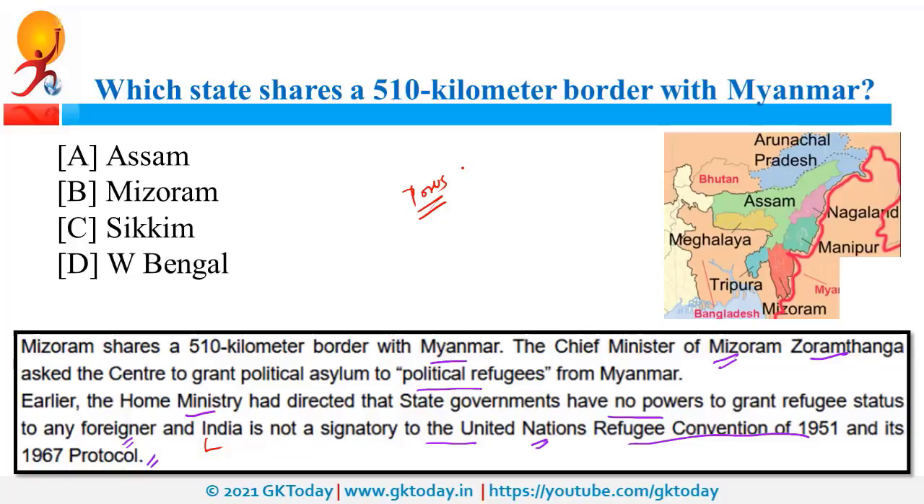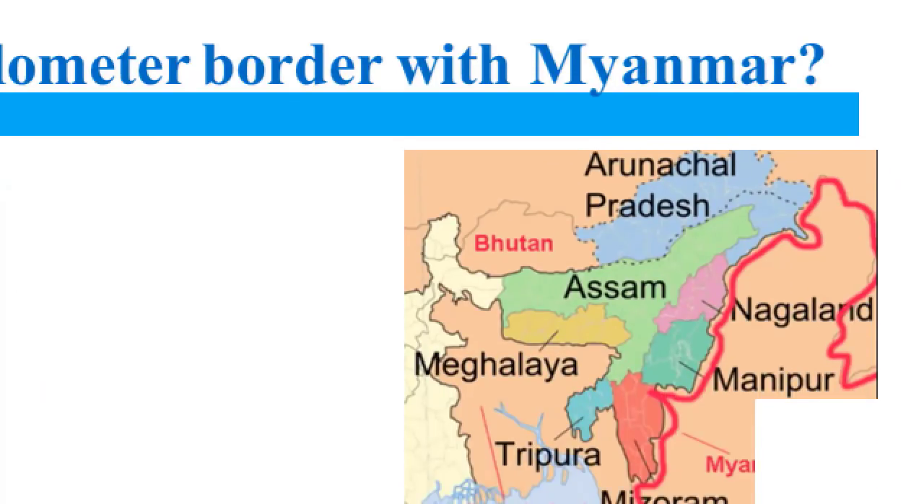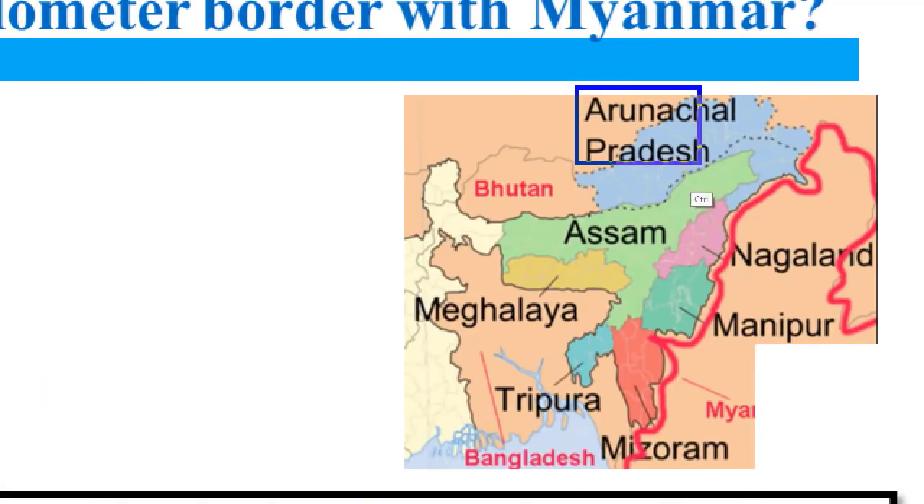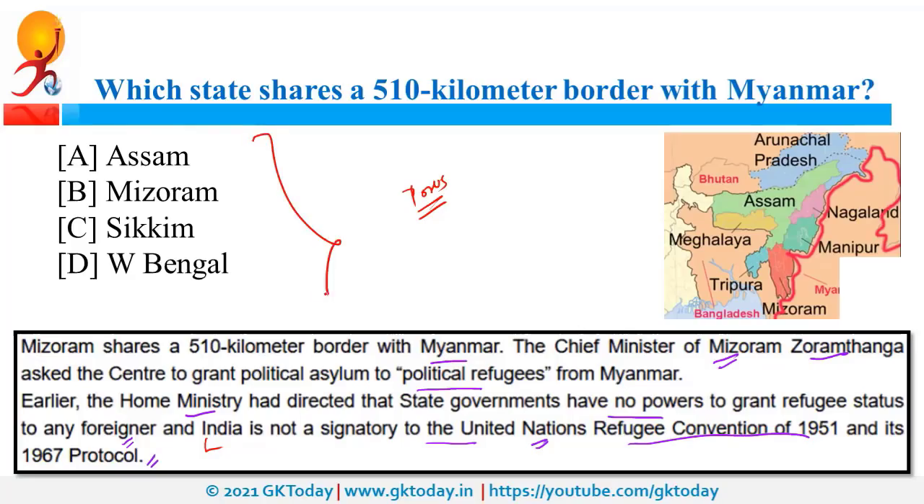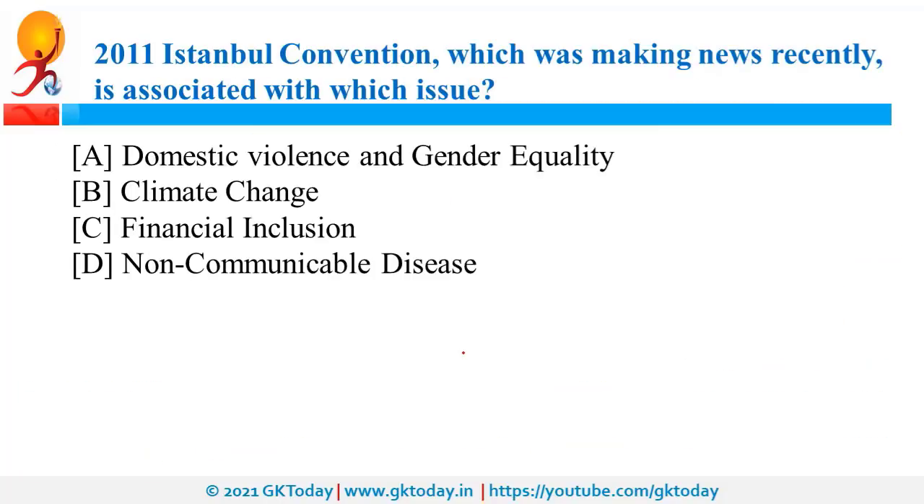Now coming back to the geographical location of these states. So this is Arunachal Pradesh, this is Nagaland, this is Manipur, and this is Mizoram. These four states share border boundary with Myanmar: Arunachal Pradesh, Nagaland, Manipur, and Mizoram. Rest of the options you can directly eliminate.